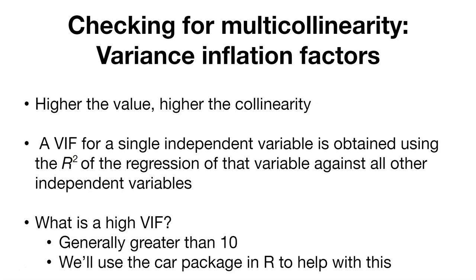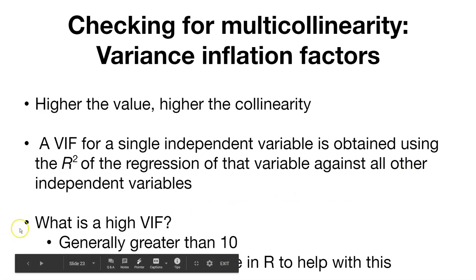One of the ways to check for multicollinearity using a number is to calculate the variance inflation factor. So this is a handy number that measures the degree of multicollinearity within a regression. And so generally, if you have a higher variance inflation factor, you've got a higher collinearity. And so we can say that a variance inflation factor for a single independent variable is obtained using the R squared of the regression of that variable against all the other independent variables. Generally, a high variance inflation factor is anything greater than 10. We're going to use a package in R to help us with this. We're going to use the CAR package. This is a really valuable package that helps us to address multicollinearity in multiple linear regression.